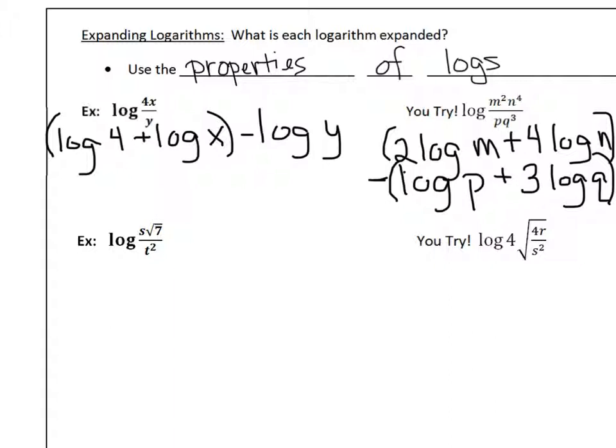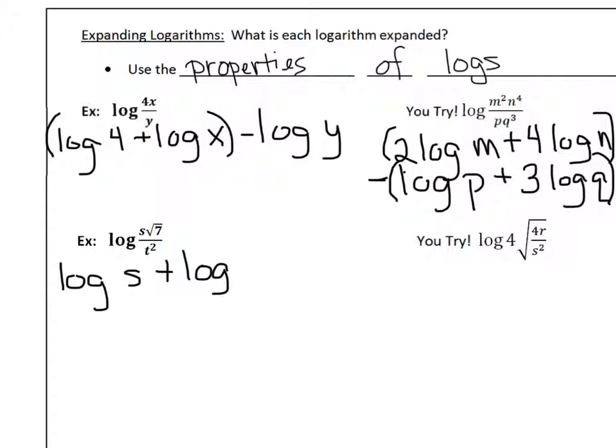Our next example deals with some square roots. Now, there might be something new here. If there is, we'll try to make it understandable. If not, then we should be good to go. First of all, we have s times the square root of 7. So I have log, because we're expanding, of s. It's being multiplied by the square root of 7, so that means we're going to change it to addition.